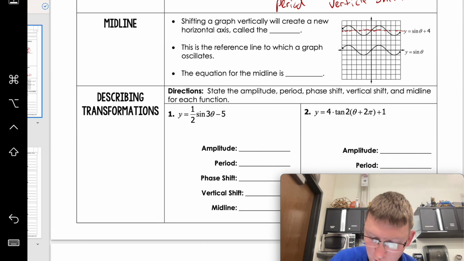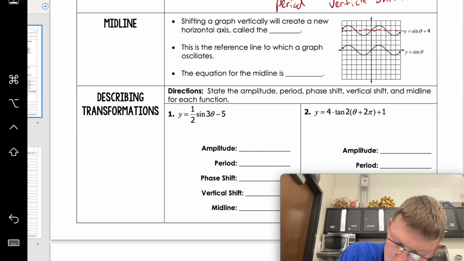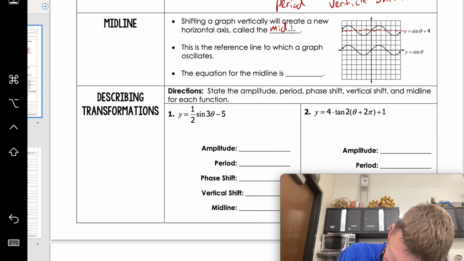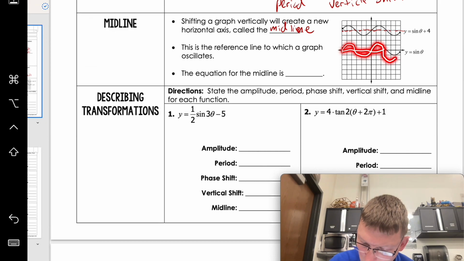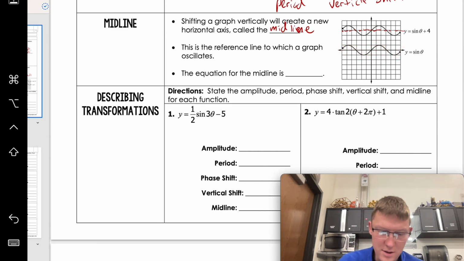Shifting a graph vertically will create a new horizontal axis called the midline. This reference line is the line around which a graph oscillates. So that just means that this is the line that it's oscillating around. And then the equation of the new midline is y equals 4.